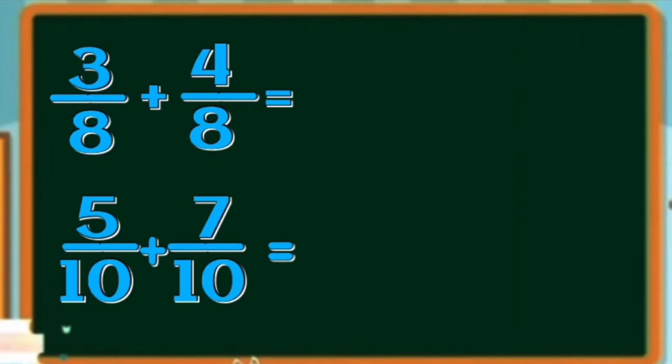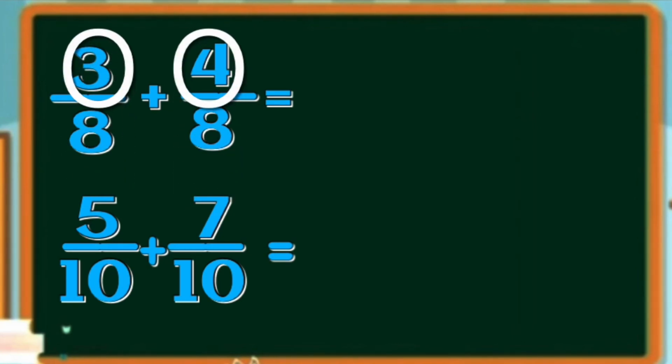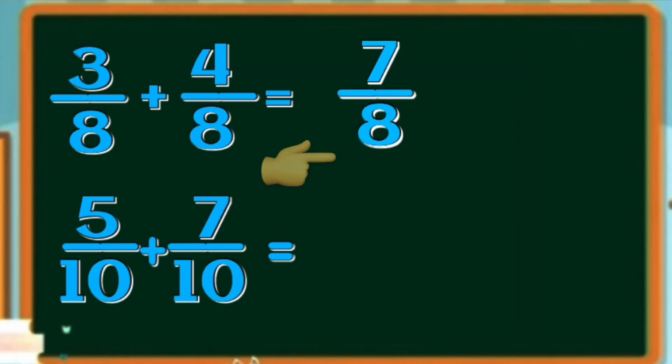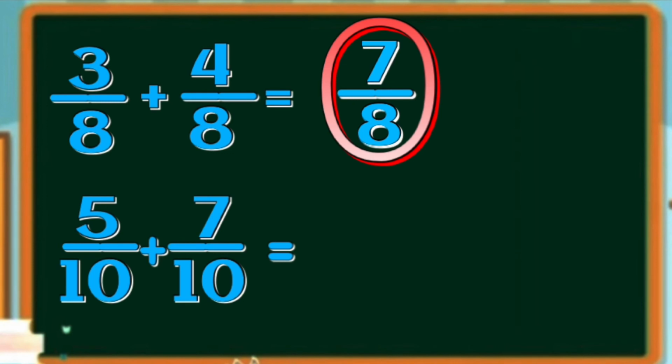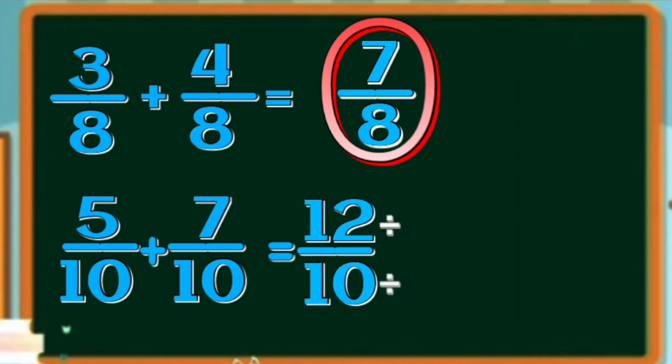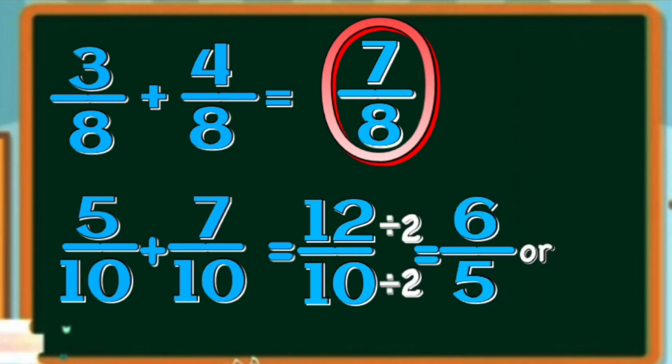I have here 2 more examples, and if you are confident enough to answer ahead, then feel free to do so. Just pause this video and we're going to check it later. So first number, we have 3/8 plus 4/8, and the answer is 7/8. Next, 5/10 plus 7/10. The answer is 1 and 1 over 5.